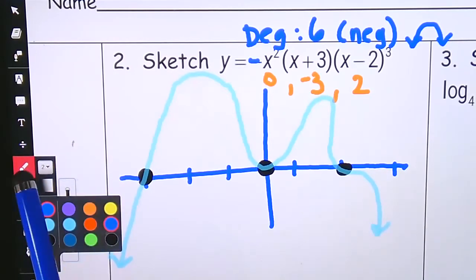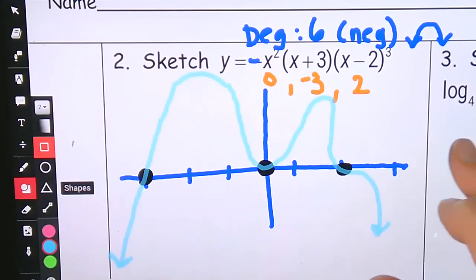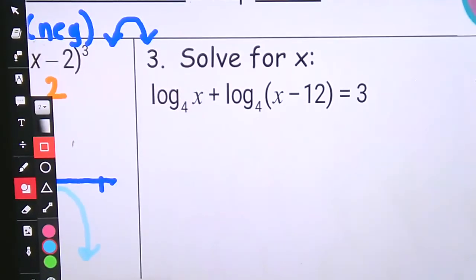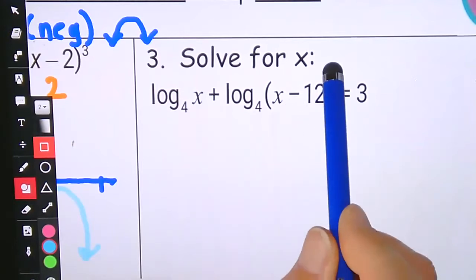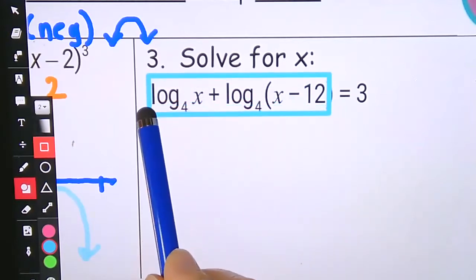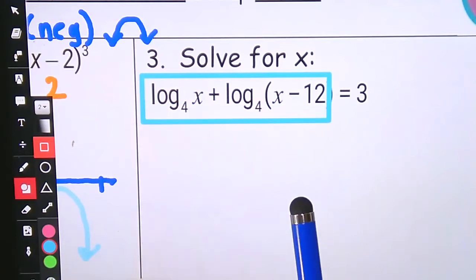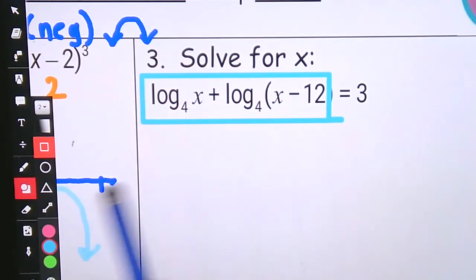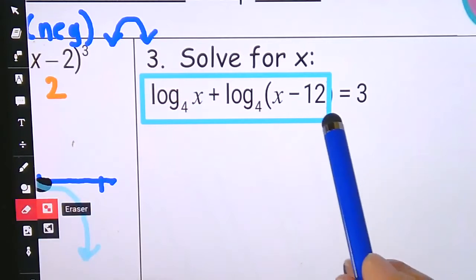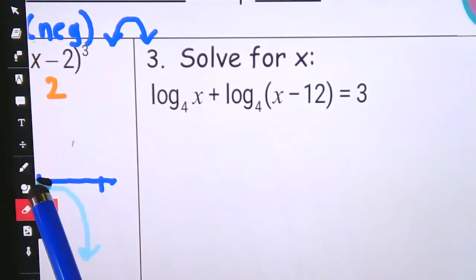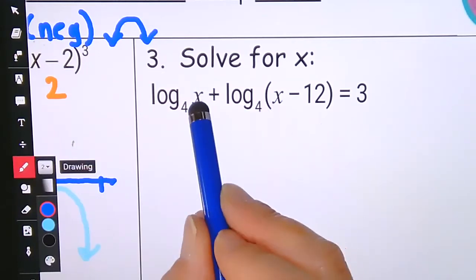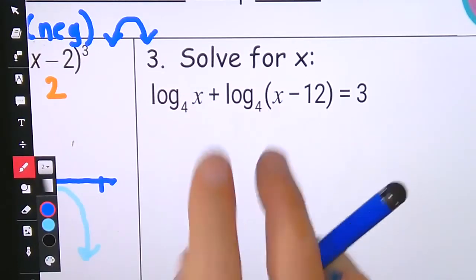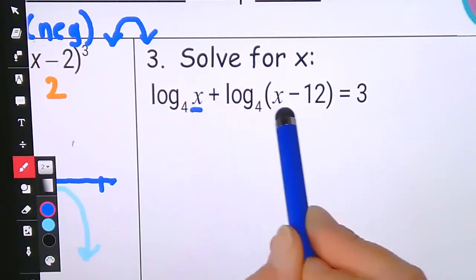On number 3, I'm going to be solving this logarithmic problem. I need to get my logs into a single logarithm right here. I need to make this into a single logarithm. So to do that, since this is a plus, that means these things are multiplying, the x and the x minus 12.